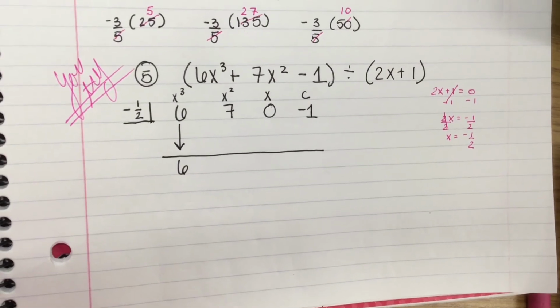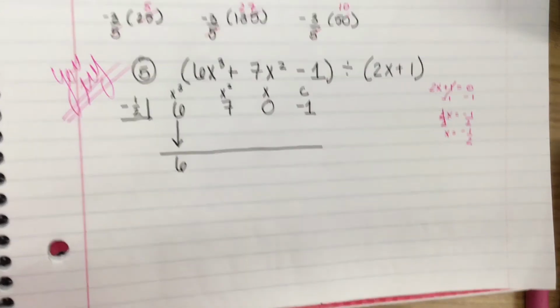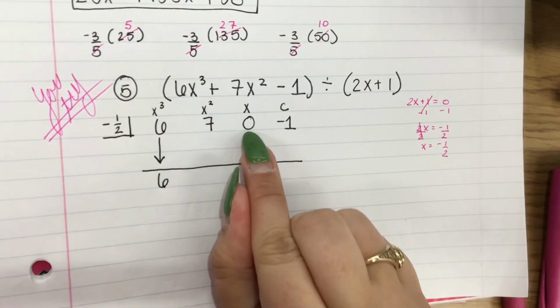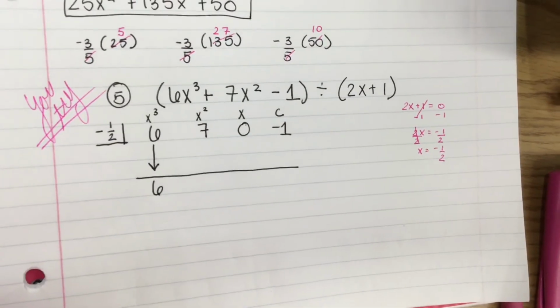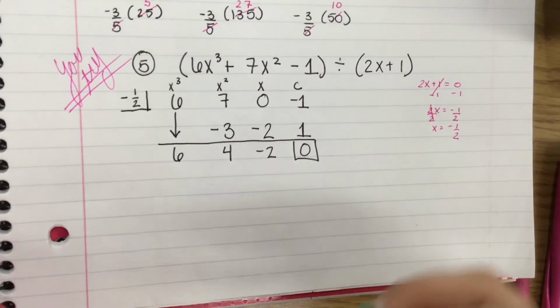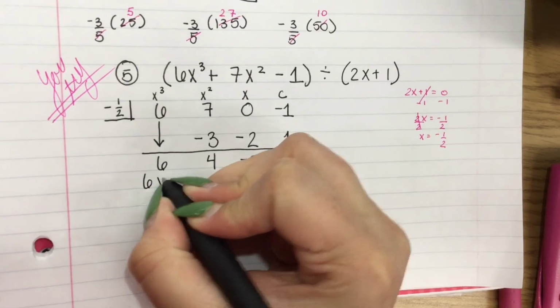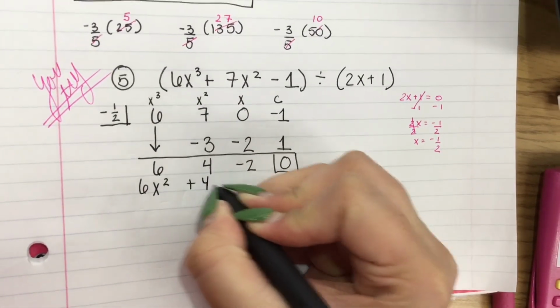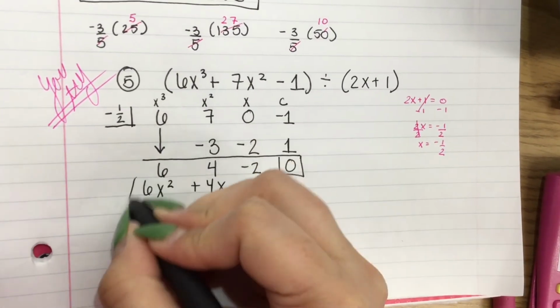You should have a negative 1/2 in that little box over there. And remember to bring down that 6. Don't forget to include that 0 coefficient for your linear term. Here are the coefficients that you should have in that final answer. Remember, we start with 1 less than what we started with. So 6x squared plus 4x minus 2.